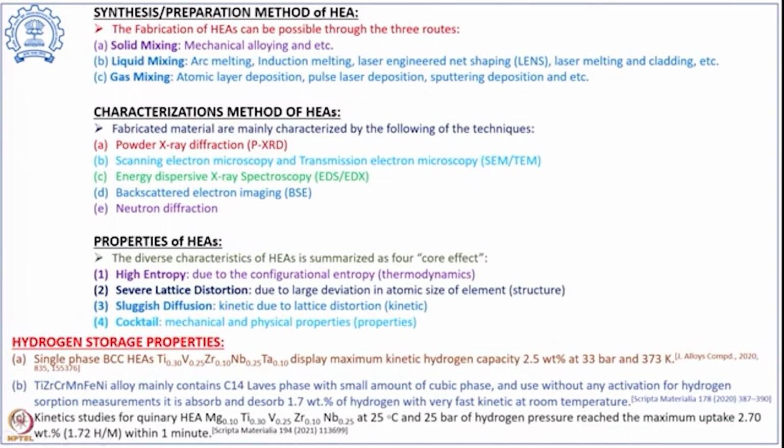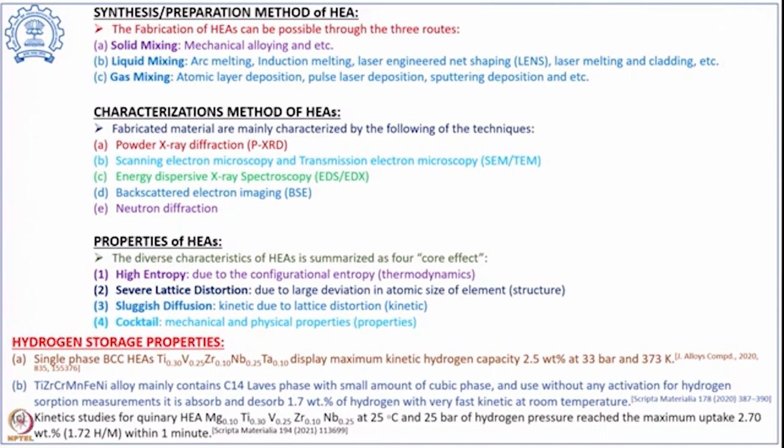Now, there are different ways in which we can synthesize high entropy alloys. Either it could be by means of solid state mixing using mechanical alloying, or it could be by means of liquid state mixing, either they are melted through an arc melting route or using an induction melting furnace, laser engineered net shaping or laser melting and cladding, or it could be gas phase mixing where it is deposited using atomic layer deposition or pulse layer deposition or sputtering deposition, or there could be other ways as well.